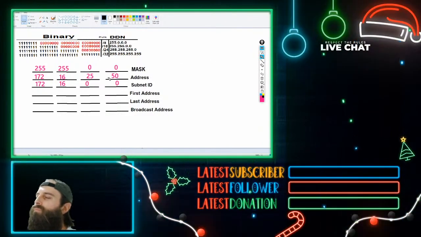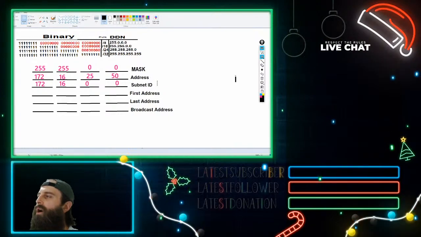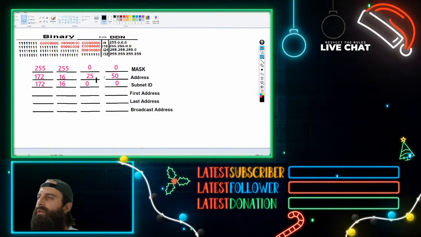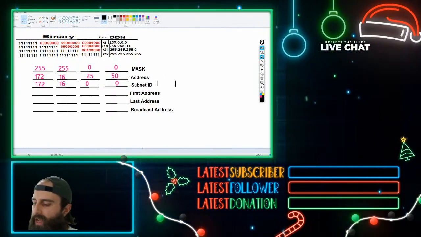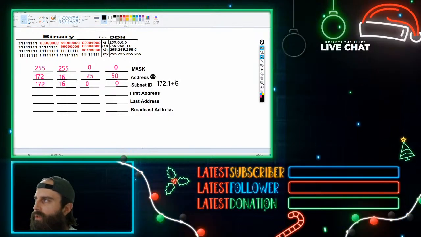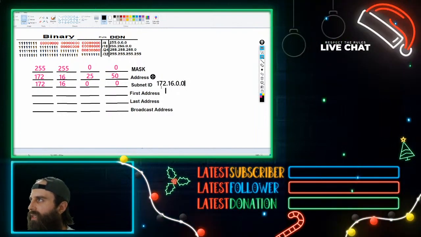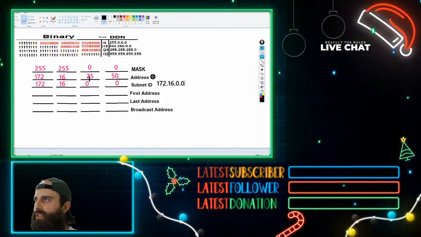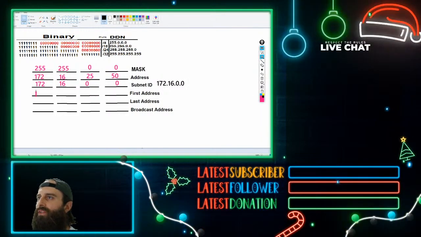All right. So to get back to what we're talking about, the subnet ID for the address 172.16.25.50, the subnet ID for that address range is now 172.16.0.0. So that is the subnet ID for this address right here. Okay. Now let's find the first address, and that's all we have to do.